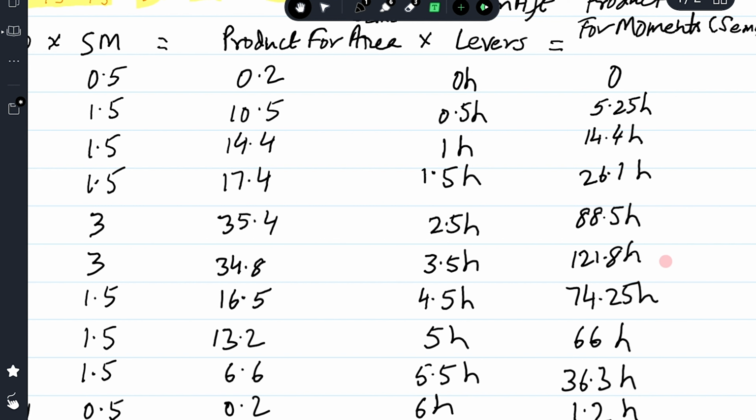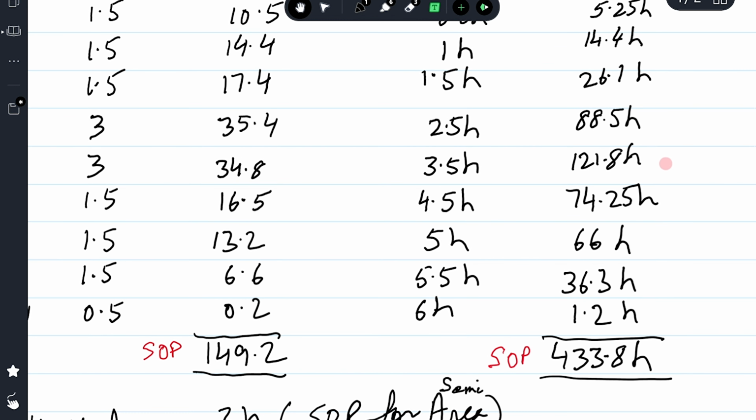34.8 into 3.5h is 121.8h. 16.5 into 4.5h is 74.25h. 13.2 into 5h will be 66h. 6.6 into 5.5h is 36.3h. And the last is 0.2 into 6h is 1.2h.